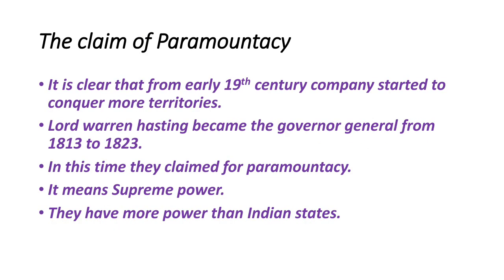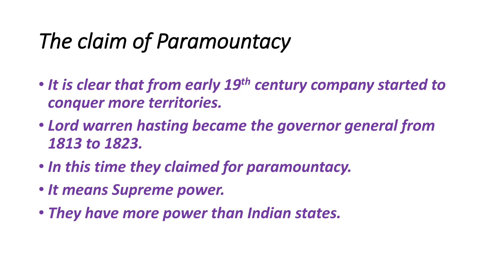And now they claimed paramountcy. It means supreme power, high power, because in this position they had conquered more than 50% of India. So they were claiming that they were the supreme power, that they had more power than Indians and more territories under their control. So they wanted paramountcy, supreme power. Like that they claimed. Actually this happened in the early 19th century.